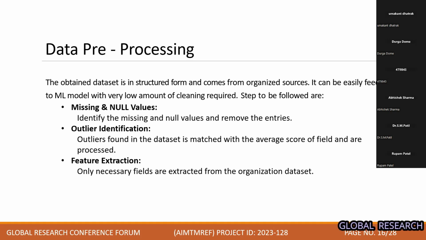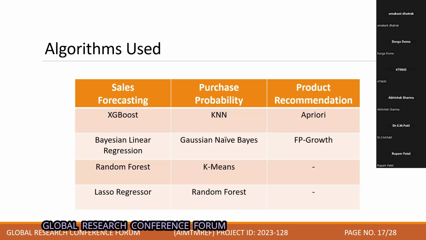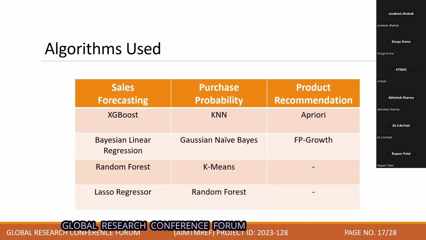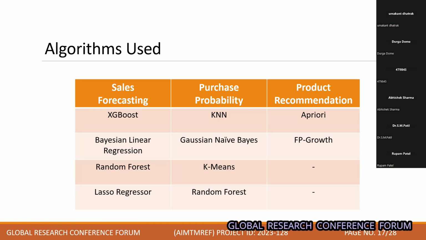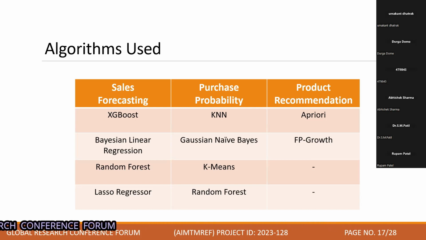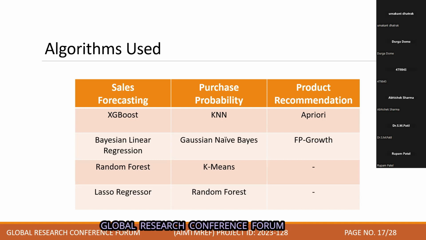So moving ahead in the presentation. As discussed before, the three models that we are proposing are sales forecasting, purchase probability, and product recommendation. Now, considering sales forecasting, we have implemented four algorithms, which are extreme boosting, Bayesian linear regression, random forest, and lasso regressor. Here, we are comparing these algorithms against each other and evaluating on the basis of the score. In the sales forecasting model, we are forecasting future sales based on the historically provided data and predicting the amount of sales accordingly.